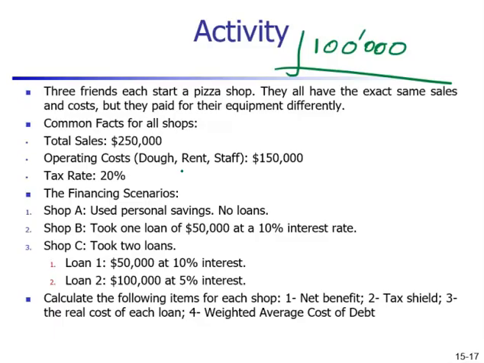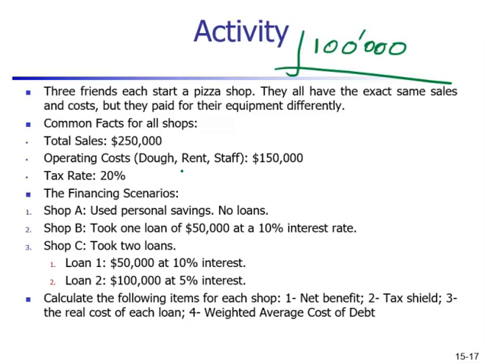Okay, so in this case that now you have in front of you, you should do these four calculations. First, net benefit for all the shops. Second, tax shield for all the shops. Third, the real cost of each loan. And finally, the weighted average cost of debt.